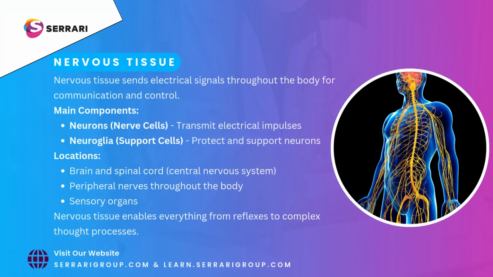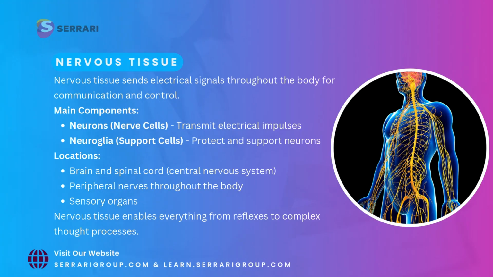Nervous tissue. Nervous tissue sends electrical signals throughout the body for communication and control. Main components. Neurons, nerve cells, transmit electrical impulses. Neuroglia, support cells, protect and support neurons. Locations. Brain and spinal cord, central nervous system. Peripheral nerves throughout the body. Sensory organs. Nervous tissue enables everything from reflexes to complex thought processes.